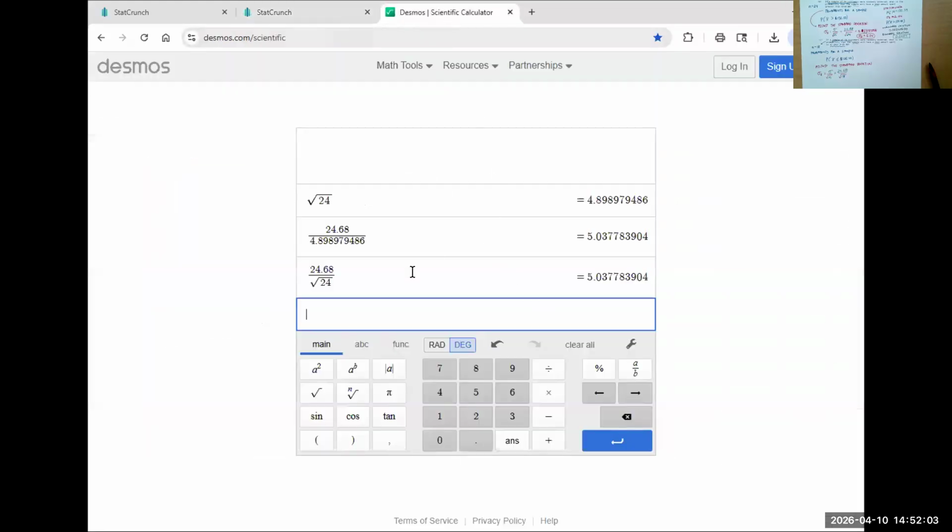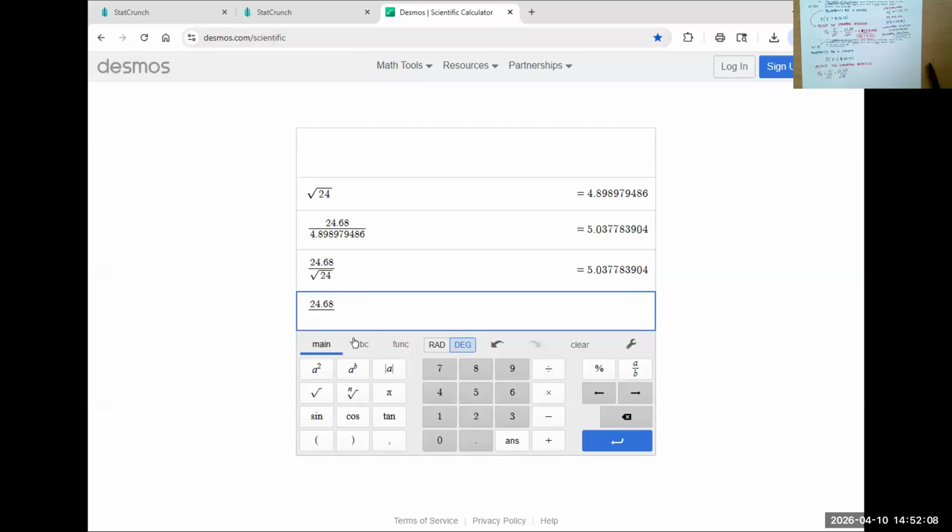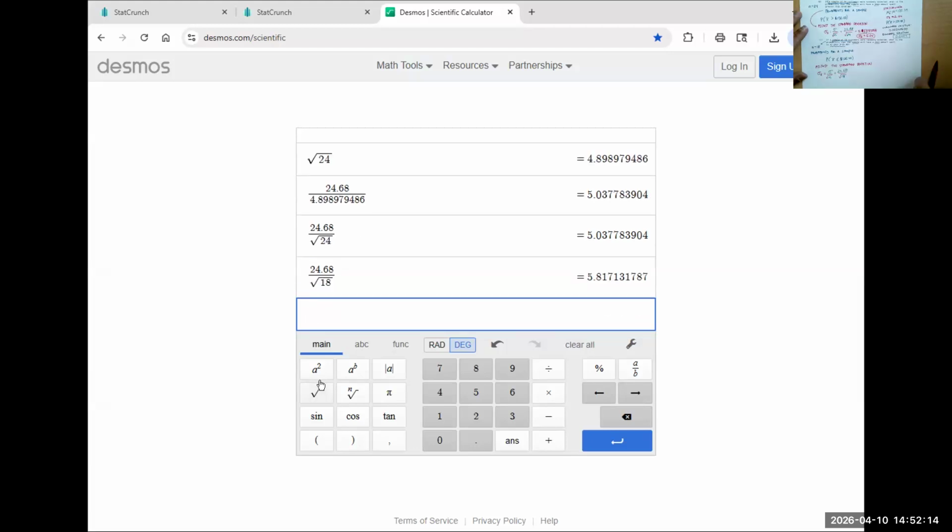And so if I switch over here, doing that, $24.68 divided by the square root of 18, there's that 5.8 that I tried right before, 5.817131787, okay? And again, just out of habit, I'm going to round to 2 decimal places. You can choose to round to other places if you desire, right? But maybe because I'm talking about money, 2 decimal places make sense, the dollars and cents there.